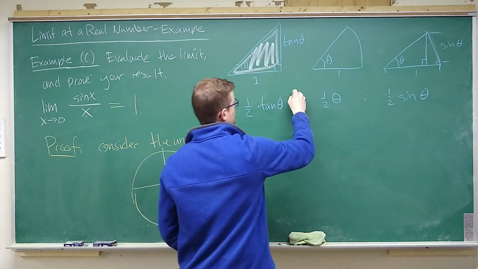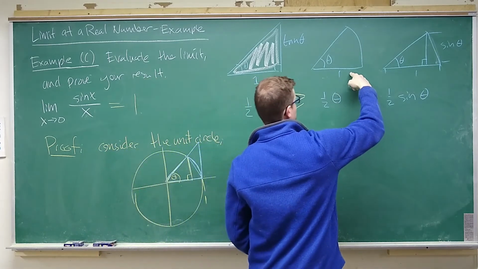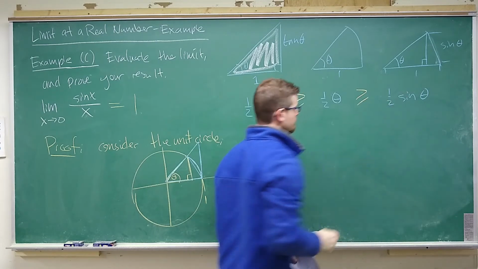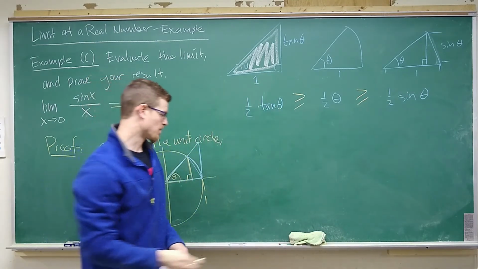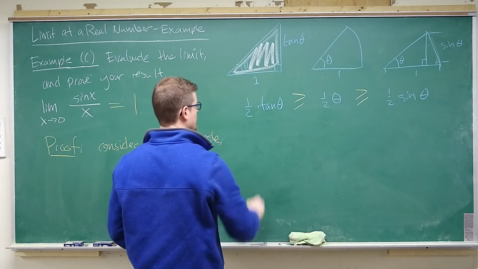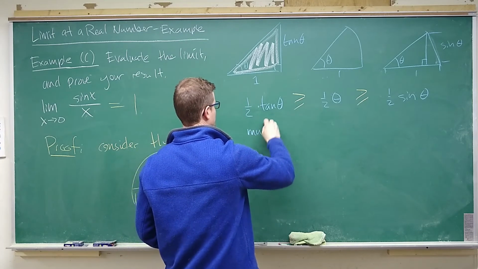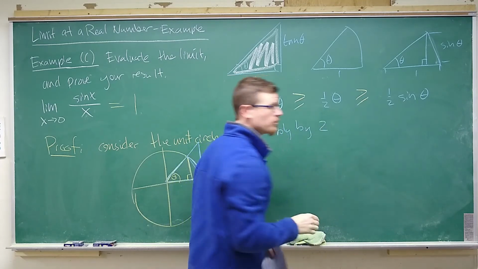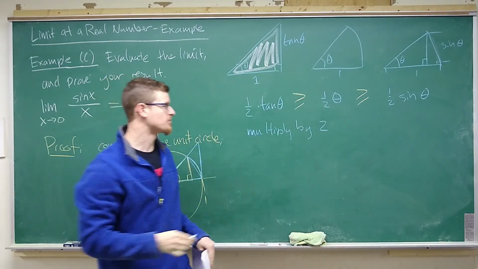This was the largest triangle. This was the small middle area, which is larger than that one. So they're connected by inequalities. So now let's multiply by 2 to get rid of the 1/2 in each case.